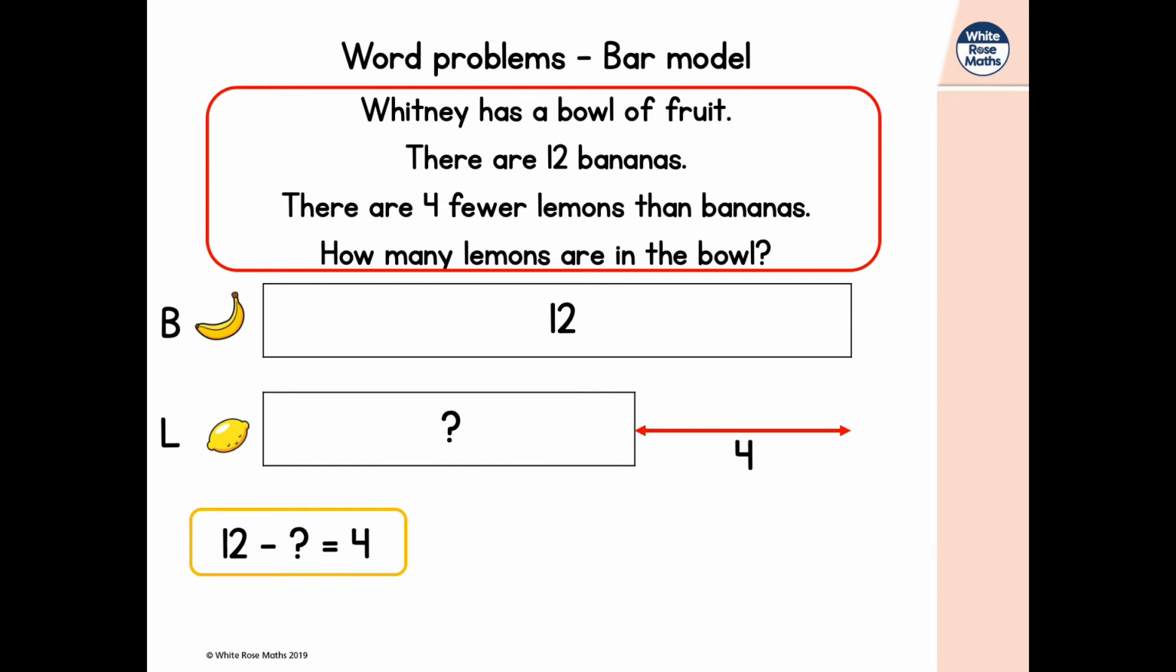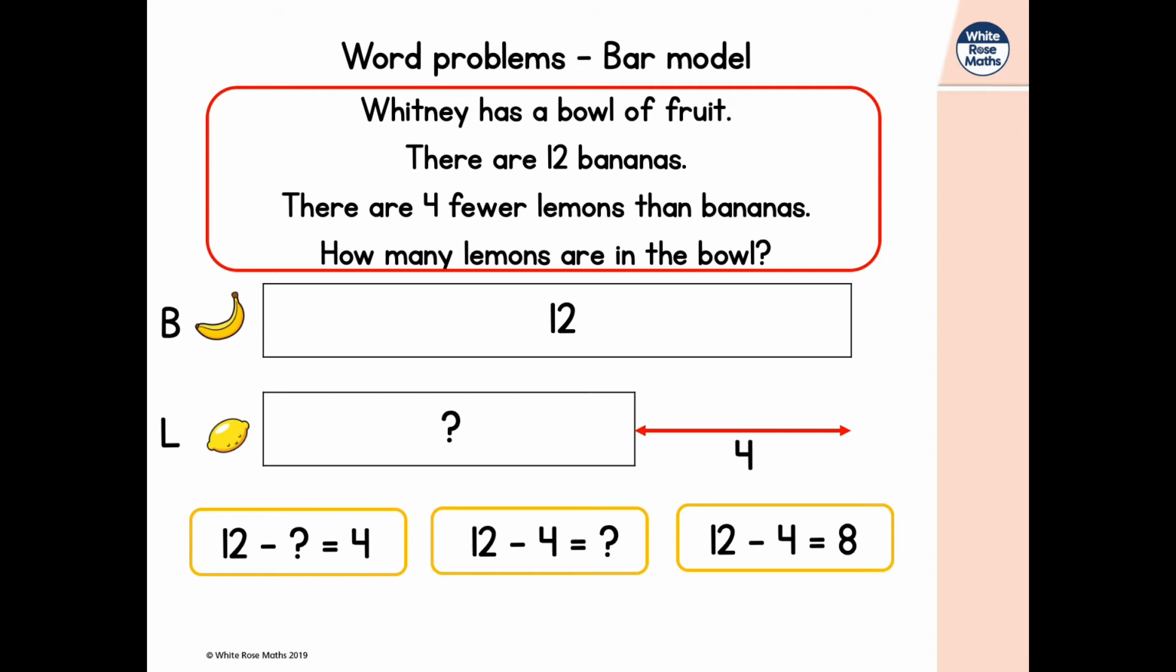Is there another calculation we could write? Take a look at the bar model. That's right. We could do 12 minus 4 equals something. So what is 12 minus 4? Did you say 8? You're correct. Now we know that there are 8 lemons in the bowl of fruit. Well done.